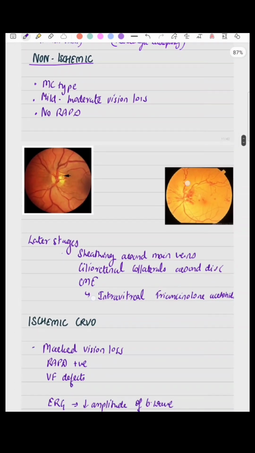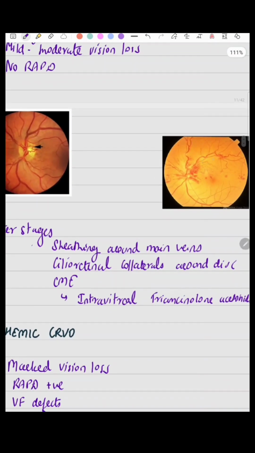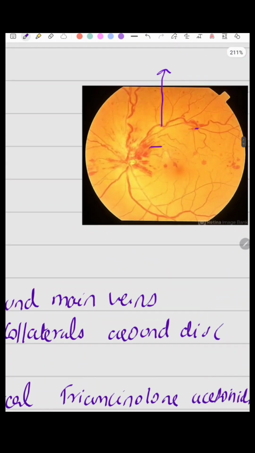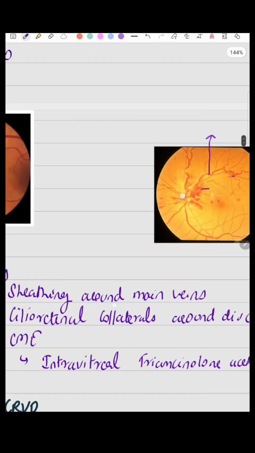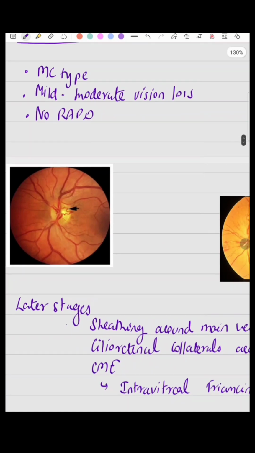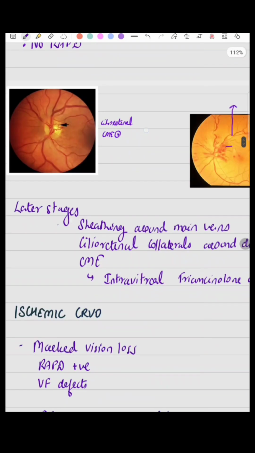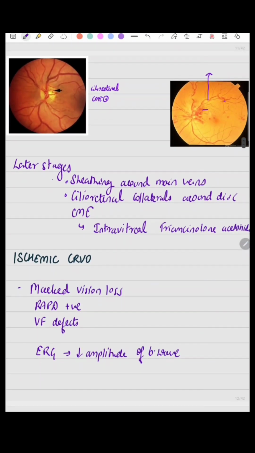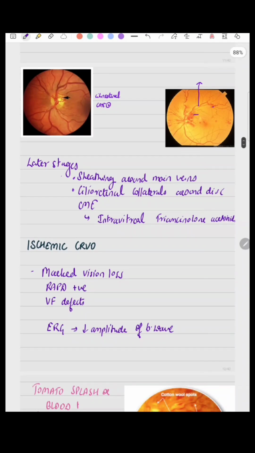On fundus examination, in early stages we can see mild venous congestion and tortuosity of the vessels. Then a few flame-shaped hemorrhages and mild papilledema, with mild or no macular edema. Late stages, that is after 6 to 9 months, we can see sheathing around the main vein, cilioretinal collaterals around the disc, and cystoid macular edema.